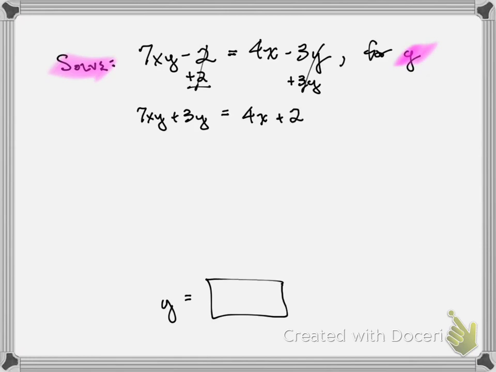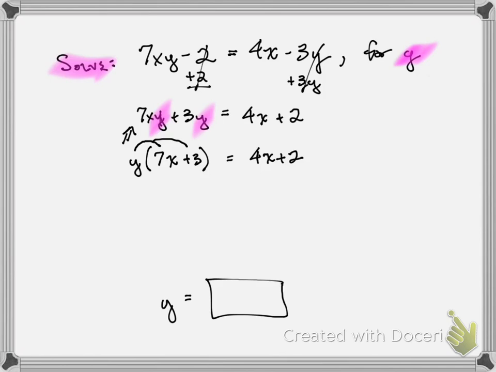Again, the reason that I did that is so that I could get any term with a y to one side and everything else to the other. This allows me to factor out y, and when I do, I'm left with y times the quantity 7x plus 3 is equal to 4x plus 2. Again, you can think of factoring out a y, pulling out a y, almost as the inverse of distribution. Working backwards, if I were to redistribute here, you'd see that we get 7xy plus 3y.